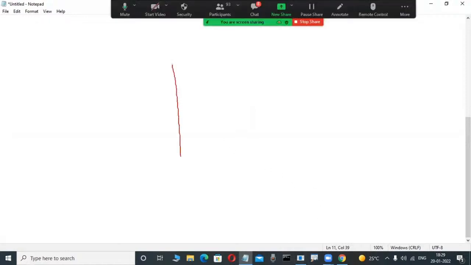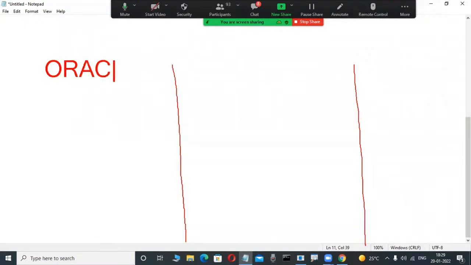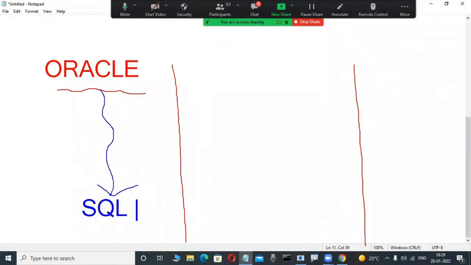Suppose I am working in a company, on an Oracle project. Oracle is a relational database product. If I want to operate this relational database product, I use SQL, which is a language. Observe here, SQL is a language.